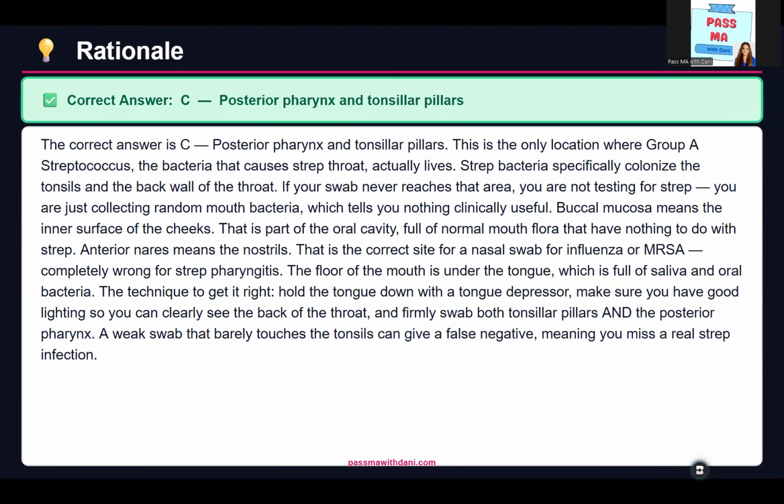Now, we talk about buccal mucosa. This is the inner surface of the cheeks. This is actually considered to be part of the oral cavity. And again, it is full of normal mouth flora that have nothing to do with strep. Now, if you hear the term anterior nares, this just means the nostrils. Okay, this is the correct site if you're doing a swab for the flu or even MRSA.